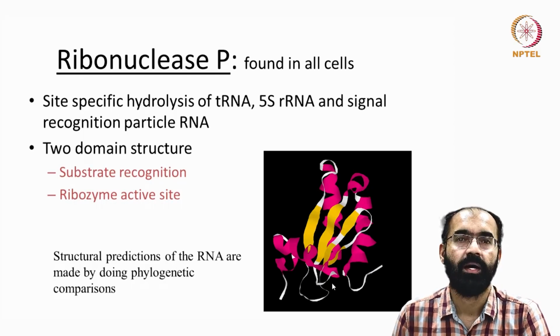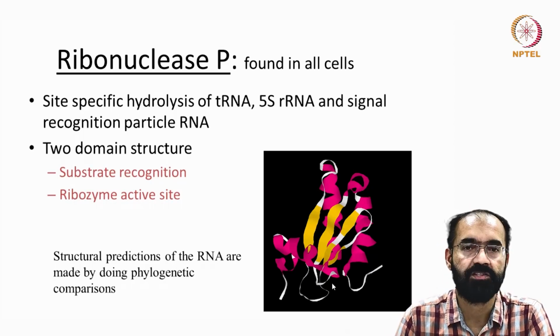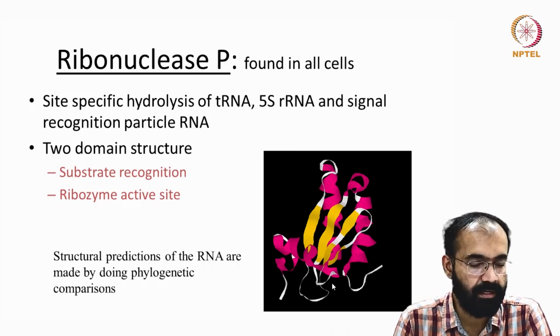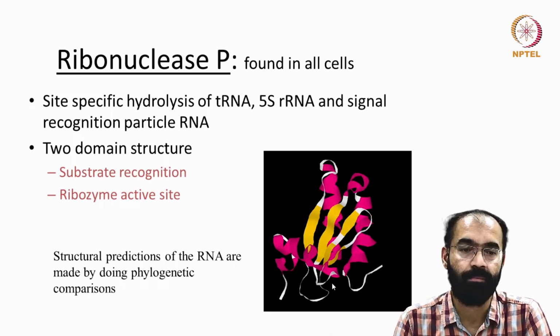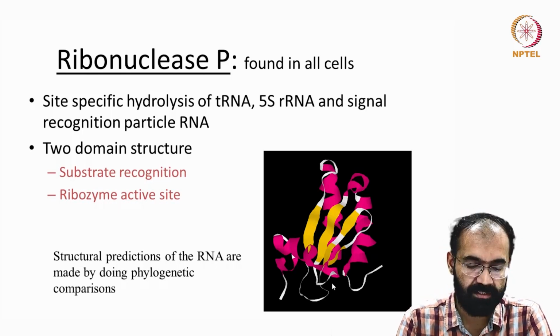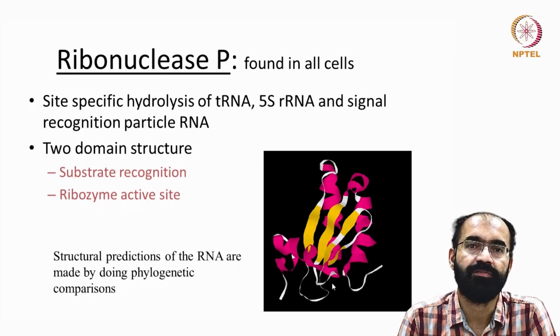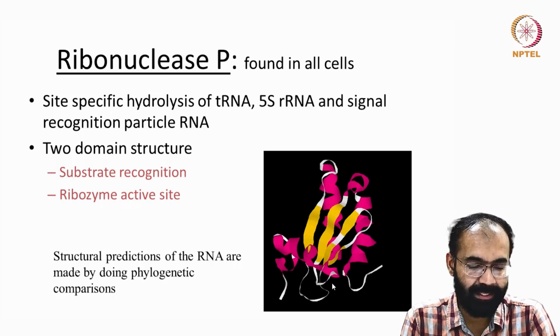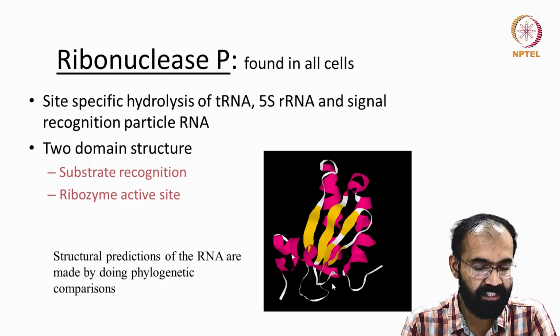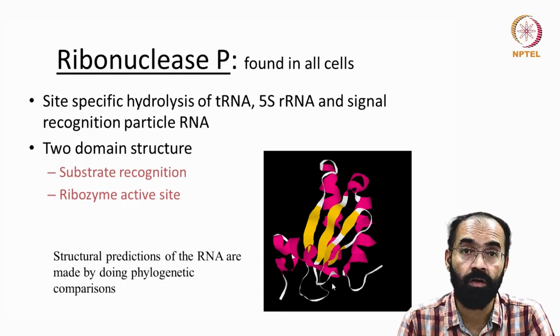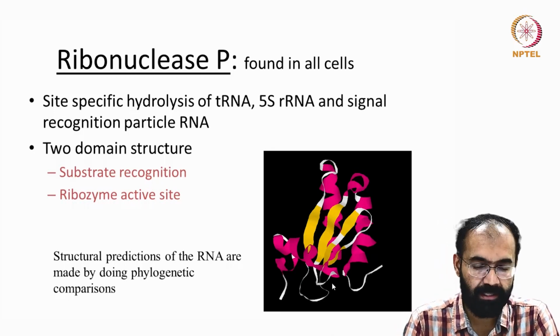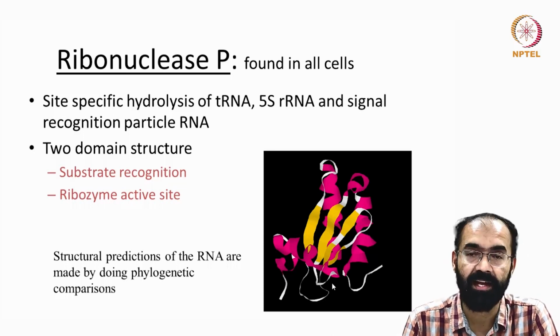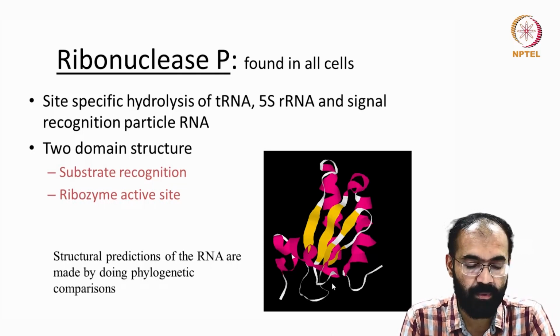Welcome back to another session of RNA biology. We were studying ribozymes, and this was the slide which we left in the previous class. It is talking about ribonuclease P, which is found in all cells which require the tRNA, 5S RNA, etc., and also the signal recognition particle.